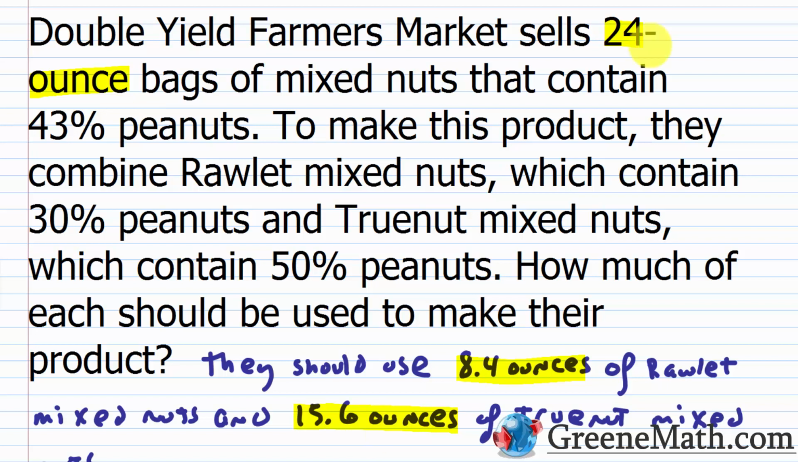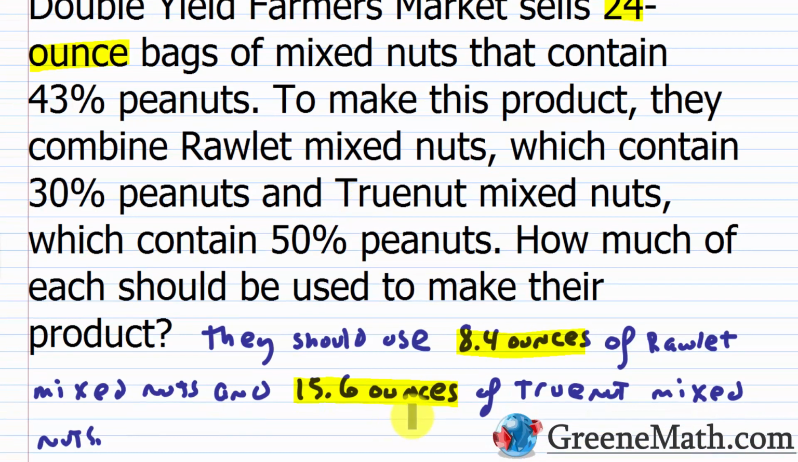If, again, we have a 24-ounce bag that's 43% peanuts, we know there's 10.32 ounces of pure peanuts in that product. Now, this comes from what? It comes from the Rowlet mixed nuts, which is 30% peanuts. So 8.4 times 0.3 is going to give us 2.52. And then it also comes from 15.6 ounces of True Nut mixed nuts, which is 50% peanuts. So 15.6 times 0.5 is 7.8.